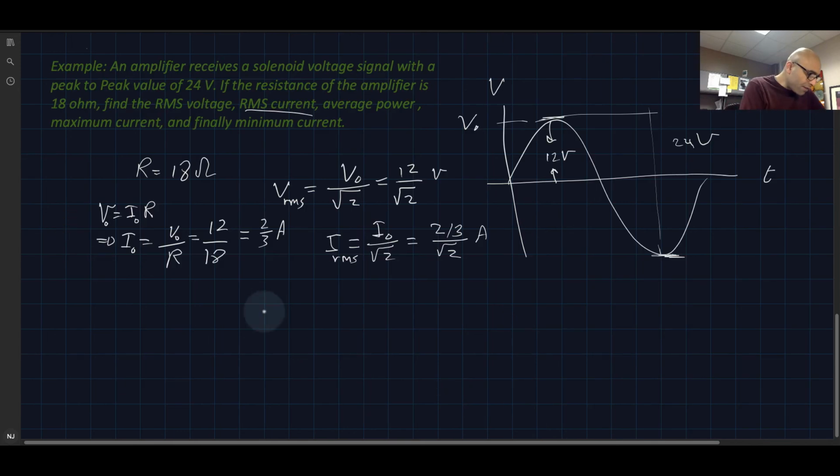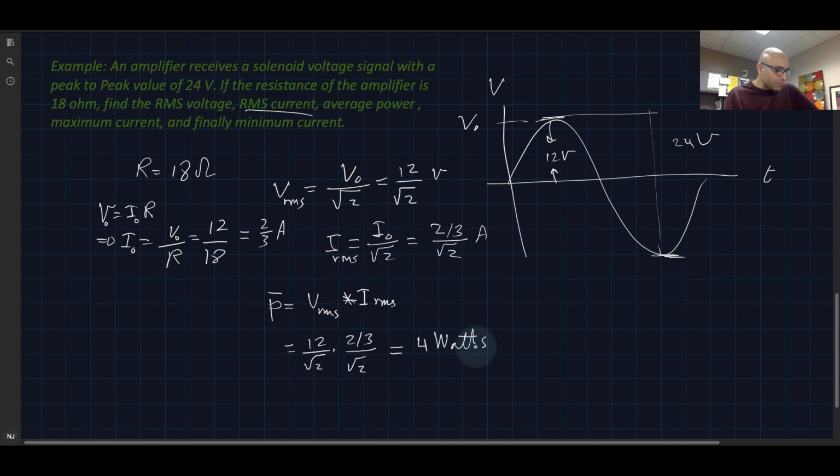Now you need to find the average power. The average power is equal to V RMS times I RMS. V RMS is equal to 12 over root 2, times the RMS current, which is 2 over 3 divided by root 2. Now root 2 times root 2 is 2. 12 divided by 2 is 6. 6 times 2 is 12 over 3, and this whole thing will be 4 watts.